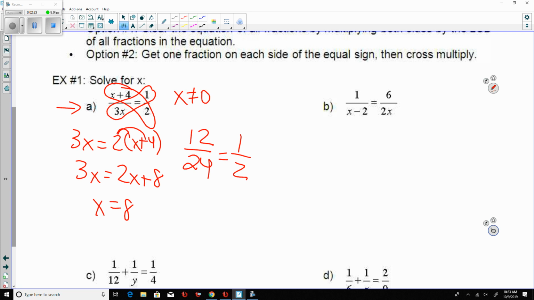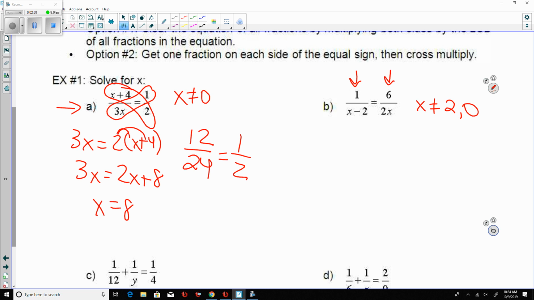Okay? Same thing with the next fraction equation. Which one of the fractions has a variable in the denominator? Both. Okay? So in the first one, my domain, x cannot equal what? 2. Because x minus 2 equals 0, x equals 2, will make that undefined. In the second one, the 6 over 2x, x cannot equal 0. Okay? Because that makes it undefined.